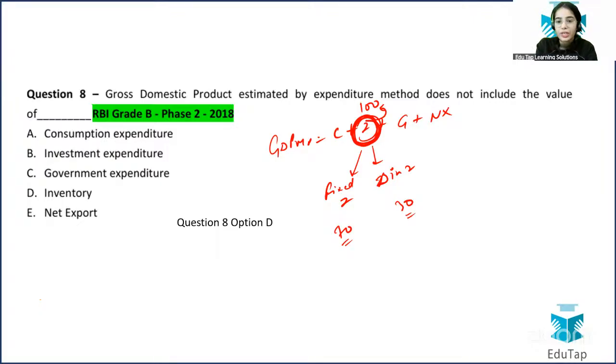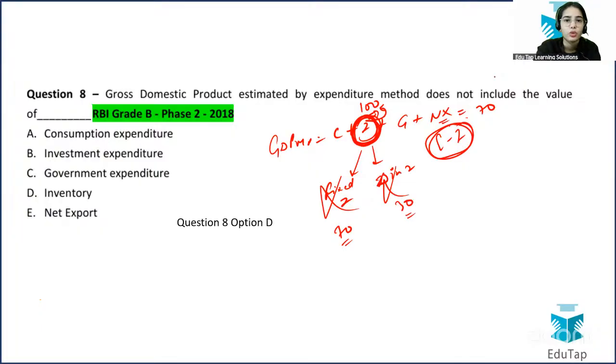Will you add this 70 and 30 again? No. Why? Because you have already added the total investment, so they do not have to be added separately. Okay. Similarly, if net exports is given, the export minus import is not required. If net export is 70, then you do not have to use the export or import. You can directly write net exports as 70.